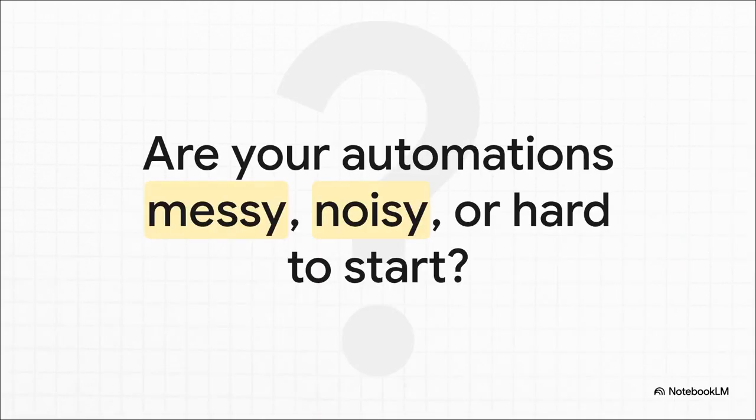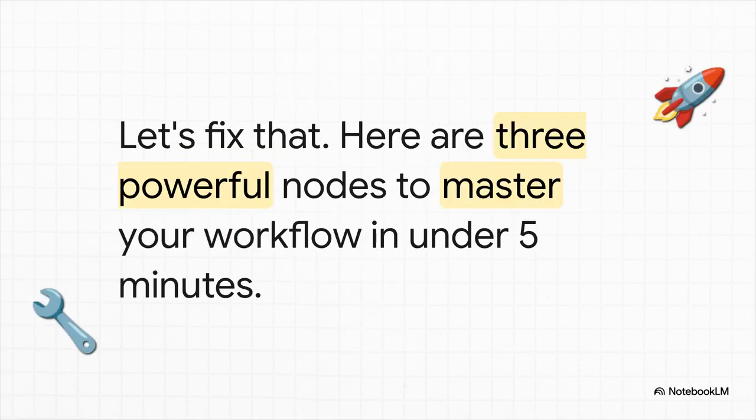So, does this sound familiar? You build a new workflow, and the data that comes in is just a jumbled mess. Or, hey, maybe it works a little too well, and suddenly you're drowning in notifications. Or the classic one. You're stuck wondering, how do I get this thing to run the second something happens in another app? Well, guess what? We are going to fix all of that right now.